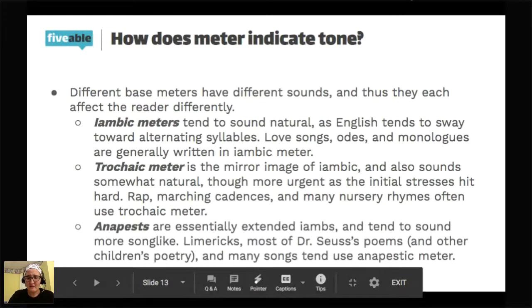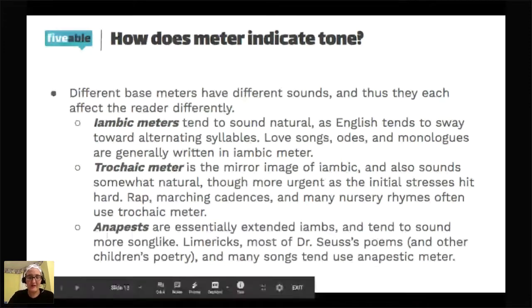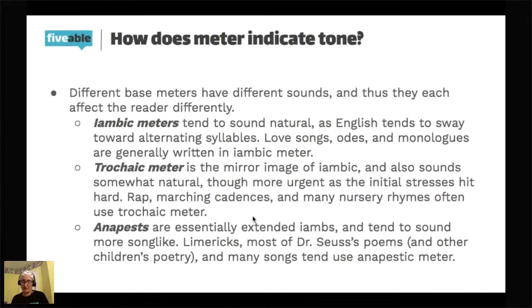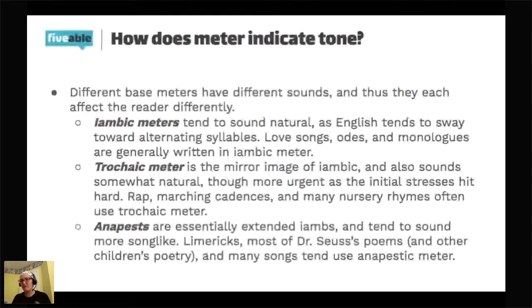And then an anapest, like I said, I'm only going to talk about three of them majorly today, because these are three of the most common ones you see. An anapest is just like an extended iamb. That's the one that's unstressed, unstressed, stressed. They tend to sound more song-like, so they still sound a little iambic. They're used pretty commonly. They can sound a little bit like your heartbeat, but with an extra beat in it. So they're used a lot for more sing-songy stuff.